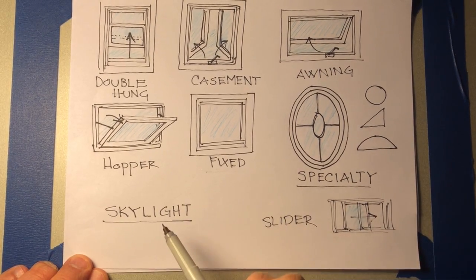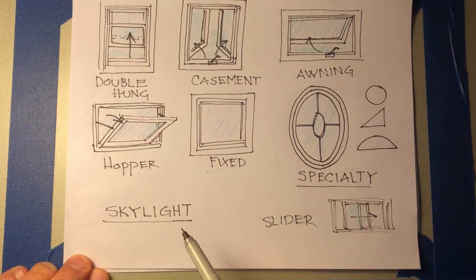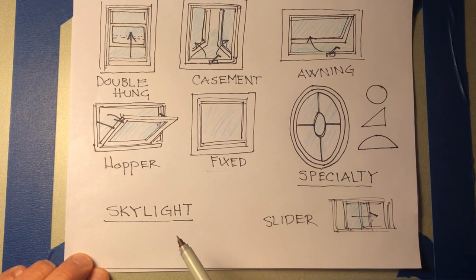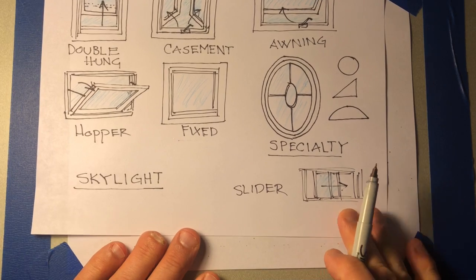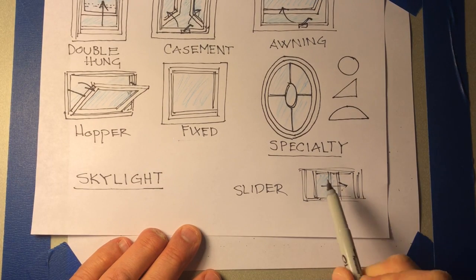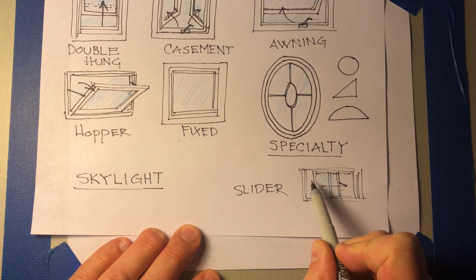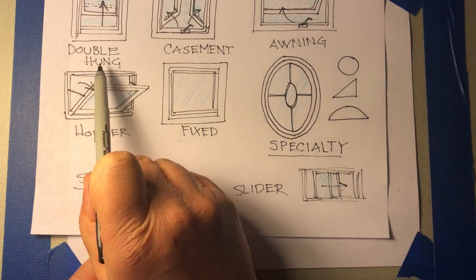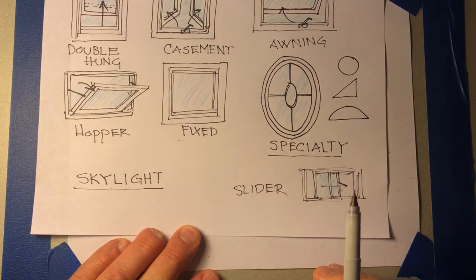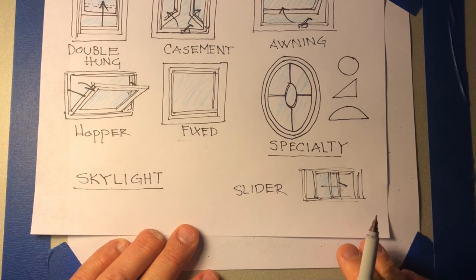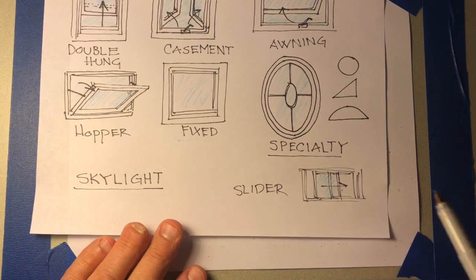What if we pop a window in our roof? Well, that's the skylight. And believe it or not, some skylights can actually open. And then finally, one that I kind of forgot about until the end here, I've sketched in, is the slider window. The slider window is when the sash slides left or right. It's kind of like a double hung window that's been rotated 90 degrees. Slider windows were very popular in the 60s and 70s.